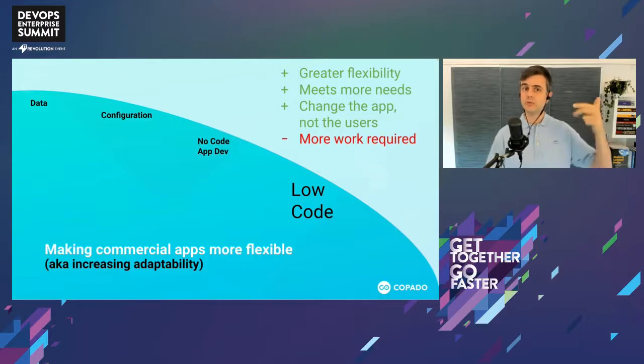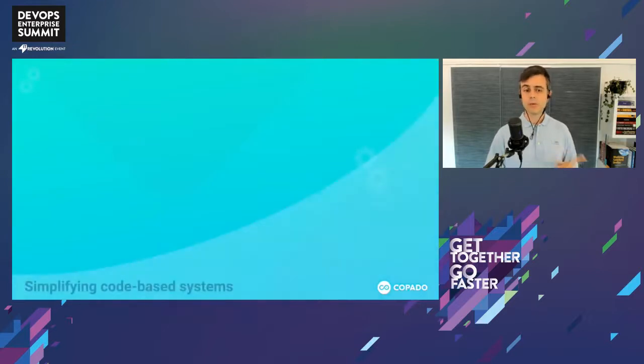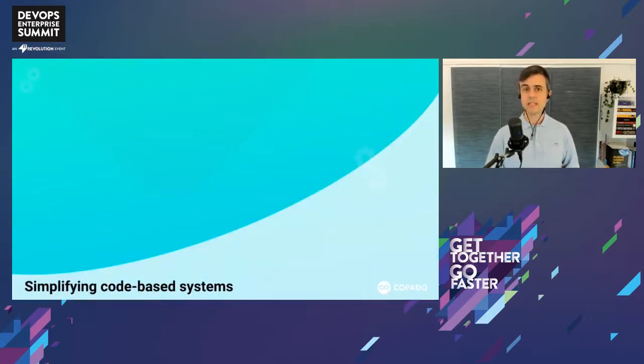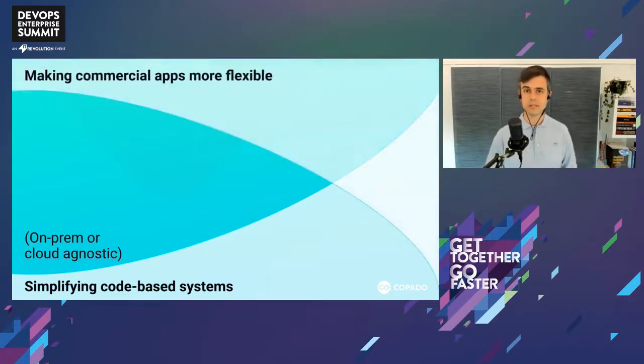Now, when you move from a pre-built, pre-packaged application to something that's heavily customized, there is more work required to set it up and get it running, and it's more complicated. But one way or another, these two trends have converged. This trend of simplifying code-based systems, which may be something you run on-premise or in a cloud-agnostic way, and this idea of making commercial apps more flexible, they both converge in this idea of low-code systems.